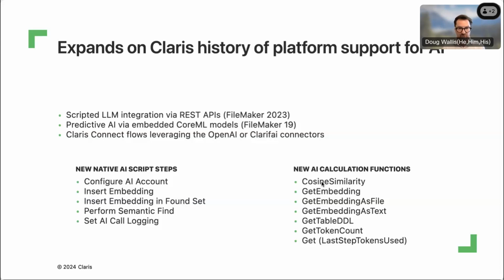In FileMaker 2023, if you have it, you can leverage Insert from URL and do a lot of work against that. What we've been trying to do is create script steps and calculation functions just to make your life a lot easier, so that you don't have to rewrite everything from scratch. So you have 5 script steps essentially around configuring the account and setting the embedding based on the whole data that you have on a specific found set, doing the search and then the logging, and then on the other side, you have getting basically the embedding.